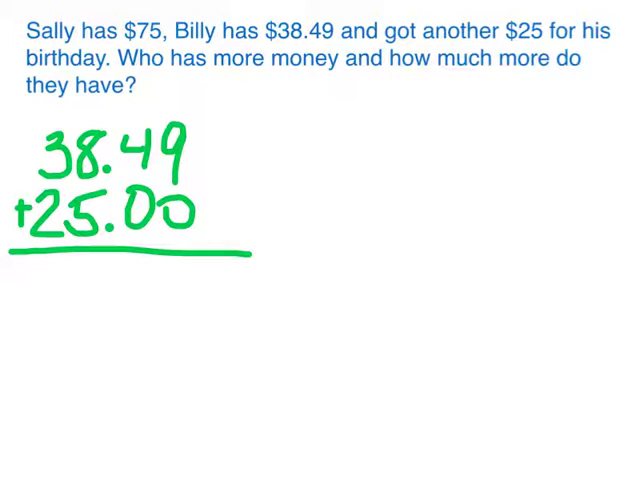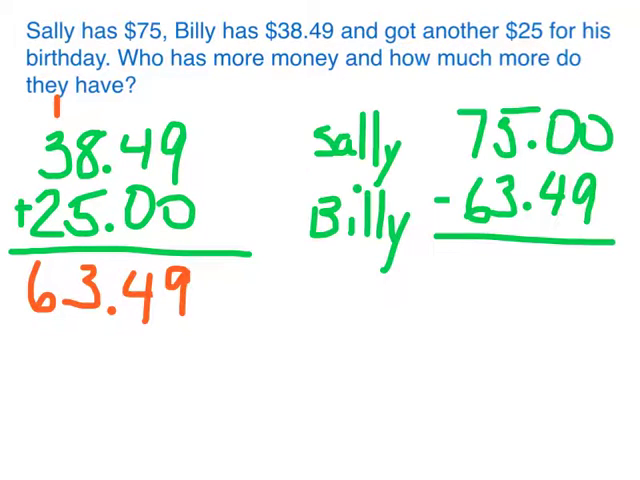I can get Billy's total by adding up the two amounts that he has. So I had to do an addition first, and I found out that Billy has $63.49. So obviously, Sally still has more. Now to find out how much more she has, I could subtract Billy's amount from Sally's amount. So in order to do that, I run into a little problem here. I have got zeros, and I can't take away from zeros, so I need to borrow.